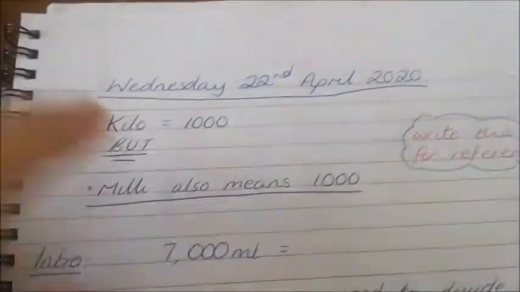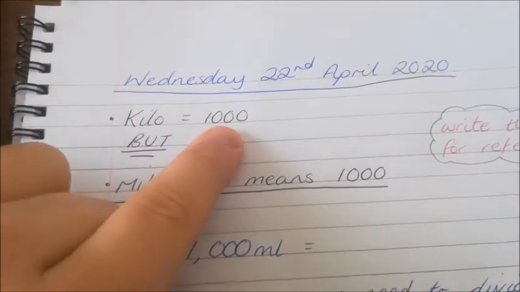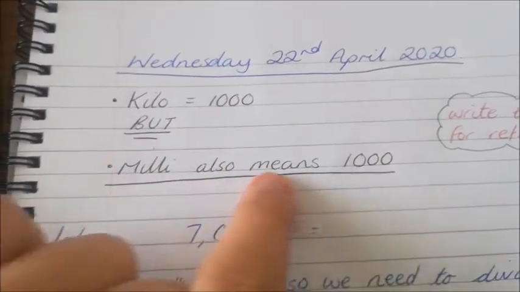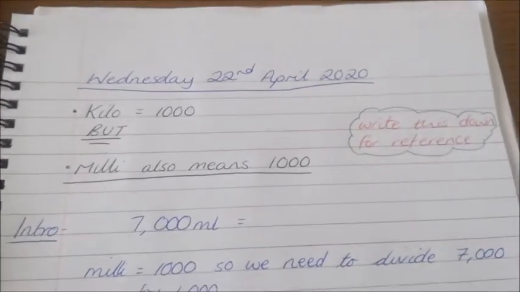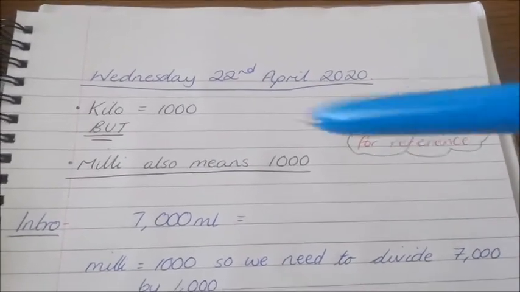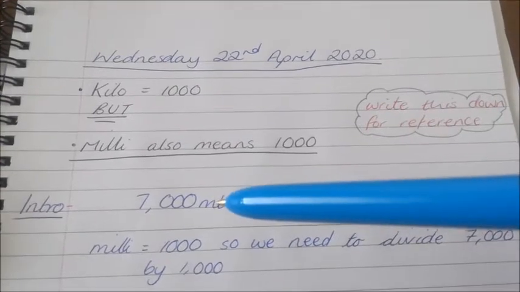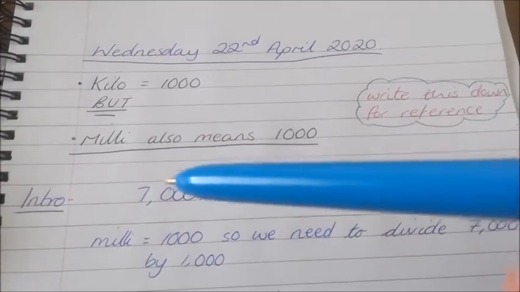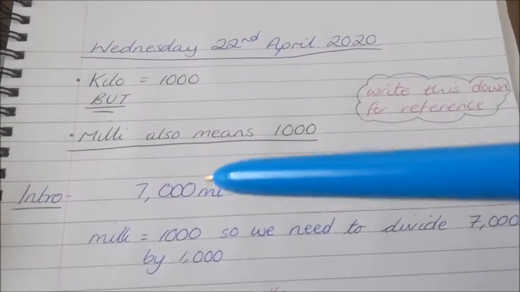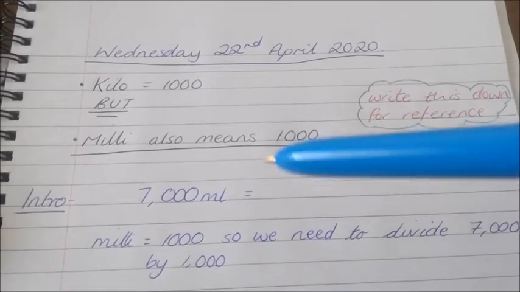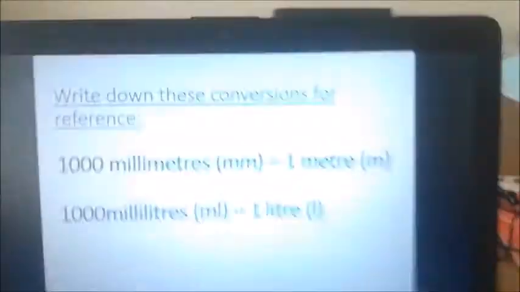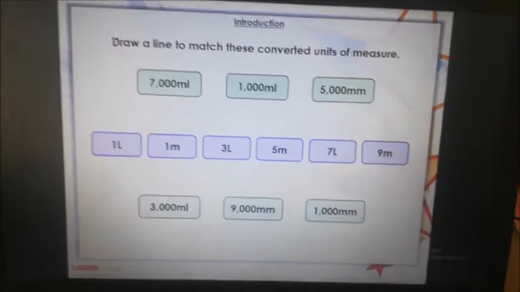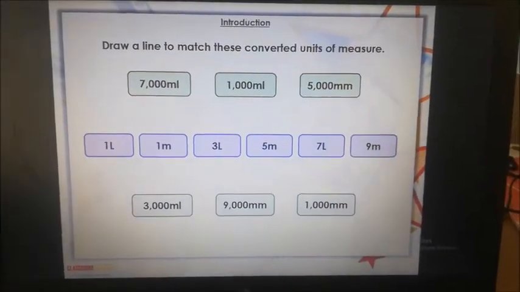That is because we knew that kilo stood for 1,000, but also milli stands for 1,000. We have 7,000 milliliters. That is 7 lots of litres, because milli stands for the 1,000. So write this down as a reference point, please. Your introduction: draw a line to match these converted units.